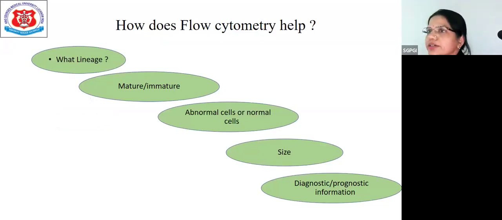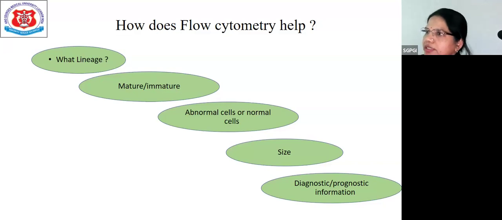So how does flow cytometry help us? It will help us to assign the lineage. We will know whether it is B lineage, T lineage, or myeloid lineage, whether mature or immature. We can assess the expression of the immaturity markers like CD34, TdT, CD99 to assess whether it is immature. We can check whether the cells are normal or abnormal because the abnormal cells will have a different immunophenotypic expression. Flow cytometry plots also tell us about the size of the cell because of the forward scatter and side scatter, and about the diagnostic and prognostic information.